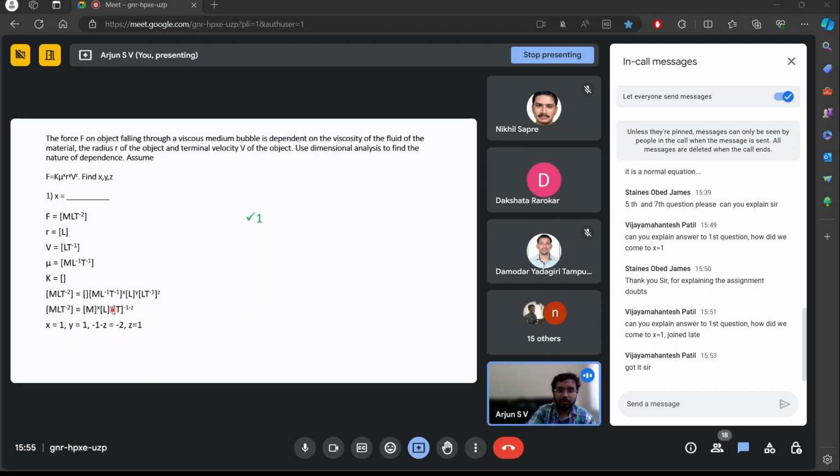Actually, there is a typo in this expression. I have to change it. But eventually, what you'll get is x = 1, y = 1 and z = 1.